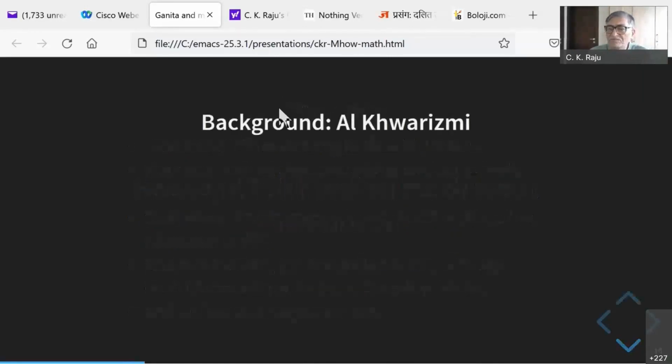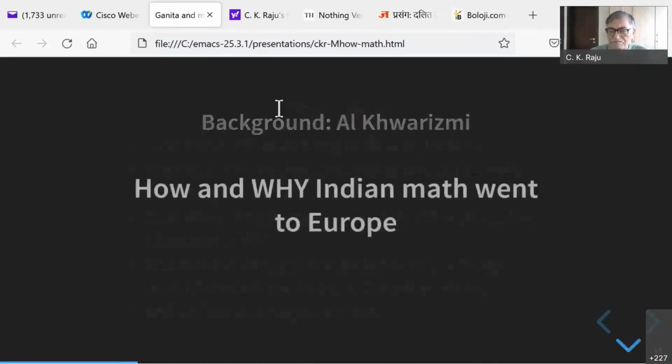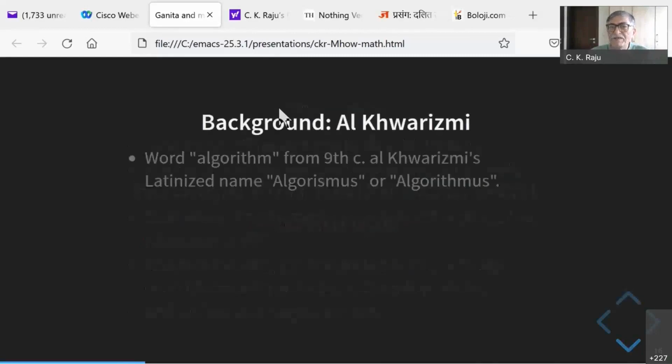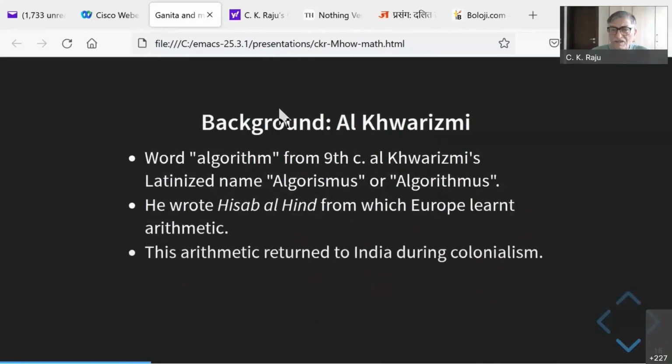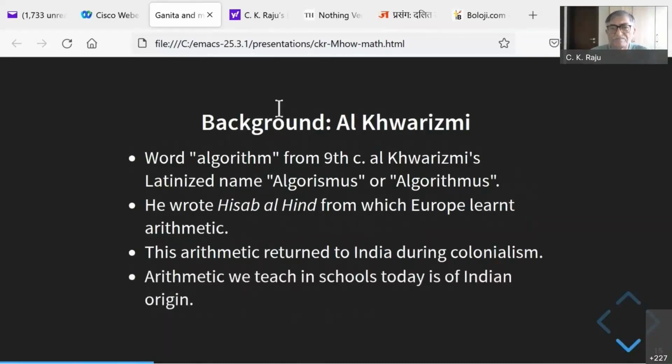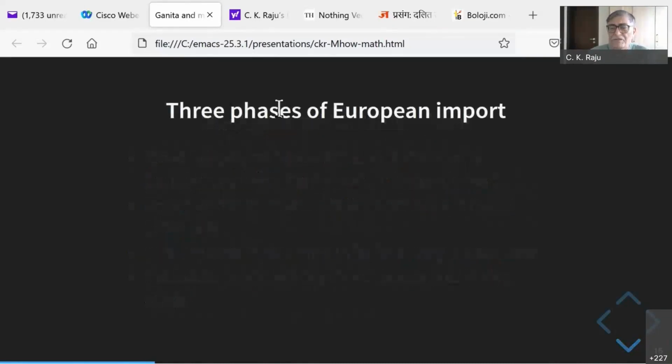So let me quickly explain how Indian mathematics went to Europe and came back. The background is Al-Khwarizmi. He was an Arab, and Indian mathematics first went to the Arabs. Al-Khwarizmi, that's where the word algorithm comes from. That was his Latin name. It went in three phases.